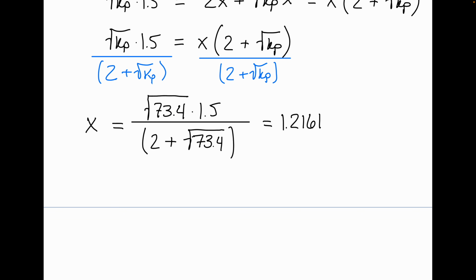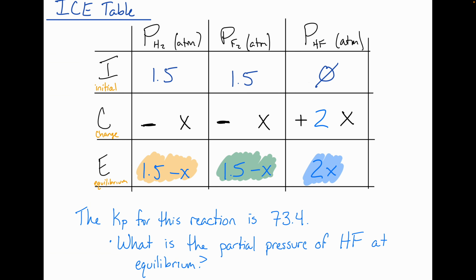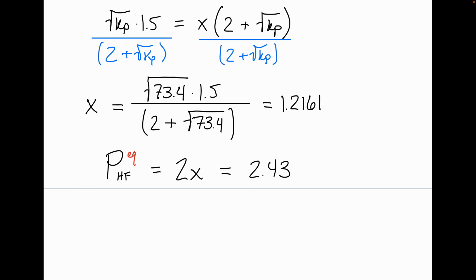Okay, so just to finish this problem, the partial pressure of HF at equilibrium is 2x, or, we're going to arbitrarily say 3 sig figs, 2.43. All right, and what should my units be, right? I was really good and labeled my ICE table here. What should my units be? ATM. Cool.